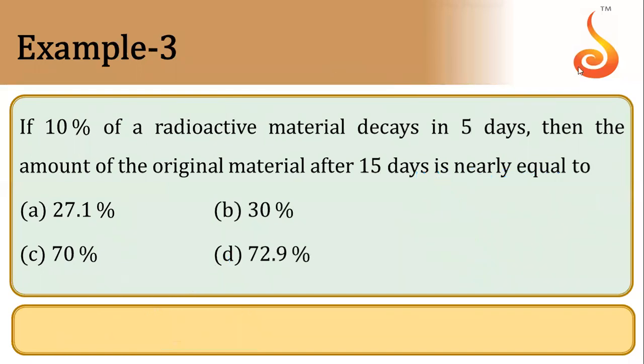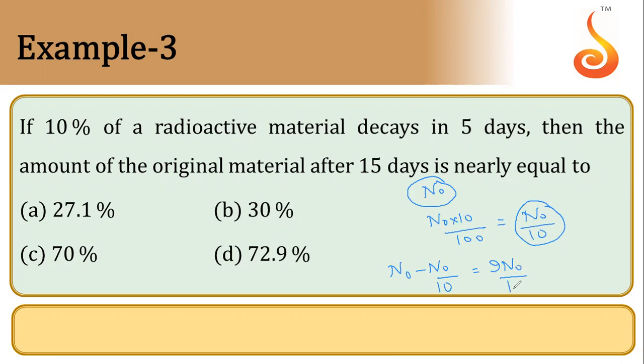Let's move to the next one. It is given that 10% of radioactive material decays in 5 days. So if the initial number of nuclei is n naught, 10% of it will decay. 10% of this will be n naught by 10. Initial number of nuclei were n naught, out of which n naught by 10 has decayed. So remaining will be n naught minus n naught by 10, that is 9 n naught by 10. So after 5 days, this much number of nuclei are present in the sample.